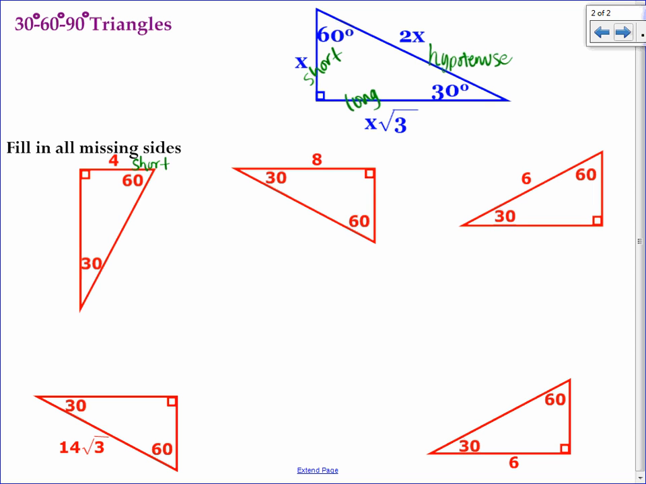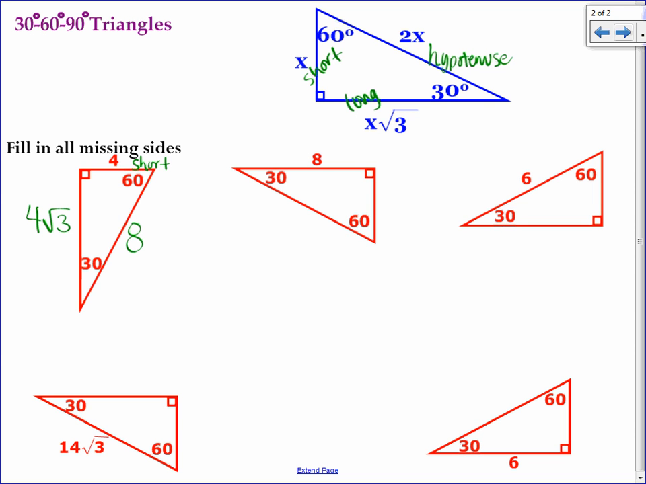So if this is 4 right here, what would the hypotenuse be? 8. You would double it, right? 2 times 4. So we know there's an 8 right here. Using the formula up here, if the short one is 4, how long is the long leg? 4 square root 3. So they're always going to give you one side. We just have to fill in the other two using that pattern.